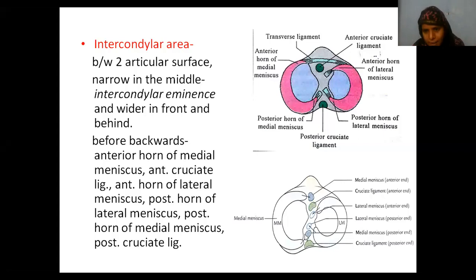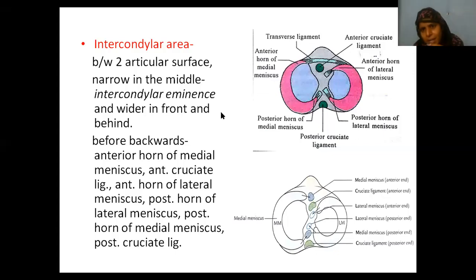Then come behind. We have first the posterior horn of lateral meniscus, then the posterior horn of medial meniscus, then the posterior cruciate ligament. Okay, so these are the structures we see from anterior to posterior. Is this clear, beta? You need to practice it for yourself. Yes, okay, sir. Please practice, it becomes easy.